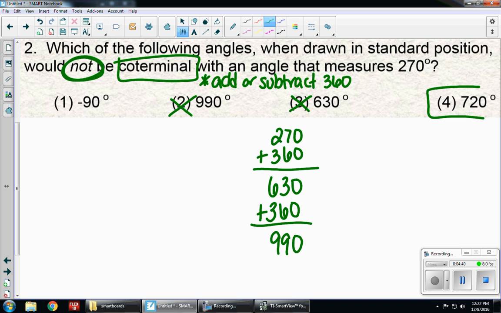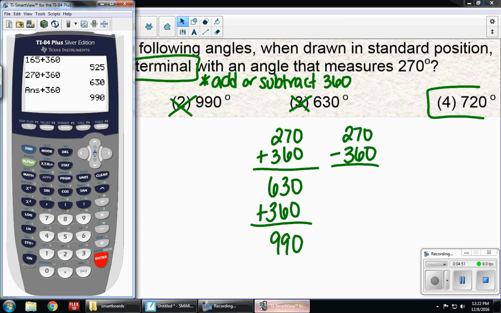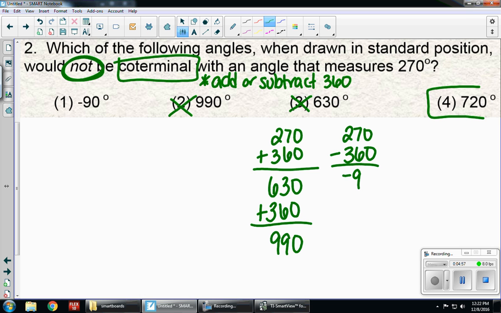So where did number 1 come from? Well, I told you that coterminal was adding or subtracting. So if I did 270 and I subtracted 360, I would end up with negative 90. 270 minus 360, there's our negative 90, which is why that one gets crossed off as well. So remember, coterminal angles have a terminal side in the same spot, and we always add or subtract 360.